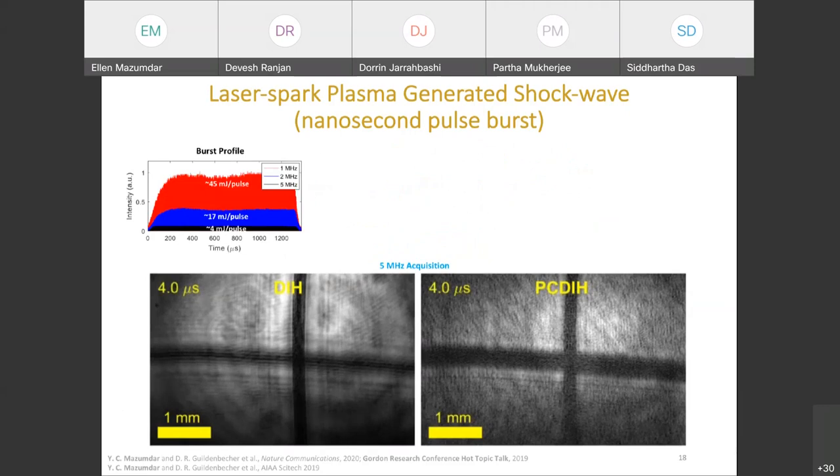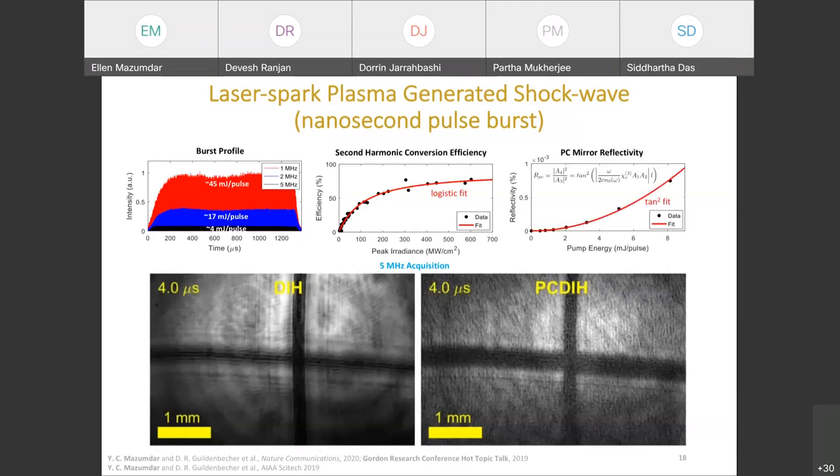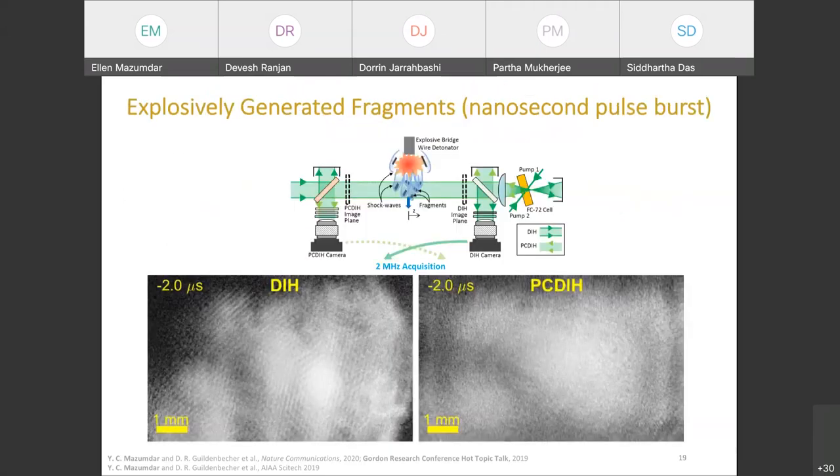That's because these are all nonlinear. The pulse burst laser puts out less energy per pulse as the repetition rate goes up. The second harmonic conversion efficiency becomes lower, and at the same time, the phase conjugate mirror reflectivity becomes lower. So you're going to get less and less signal as you go up in speed, and it doesn't scale well. It's fairly nonlinear. Just as a side thing, how do we overcome that? We'll talk a little bit about that in a couple slides.